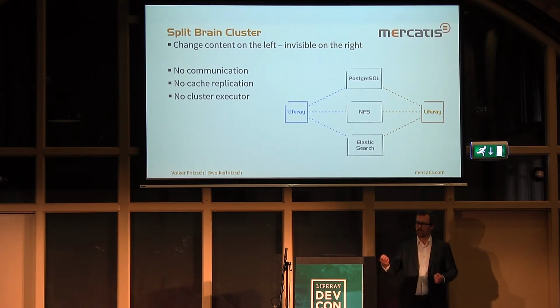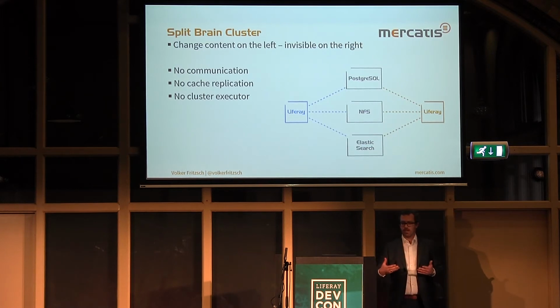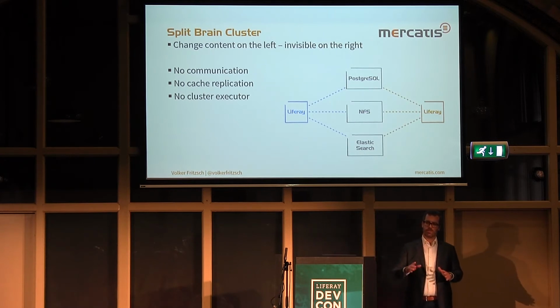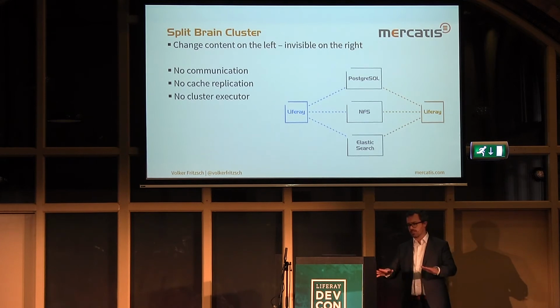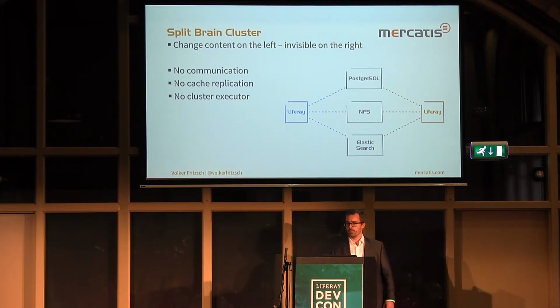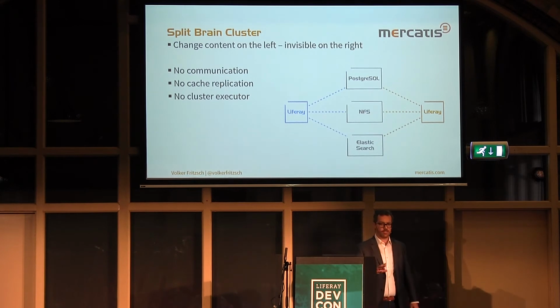And the second thing we need is a cluster executor. A cluster executor is basically a means to execute methods on specific or all nodes in your cluster group. So those are the two basic mechanisms you need to implement to bring that back. And let's start with cluster communication.